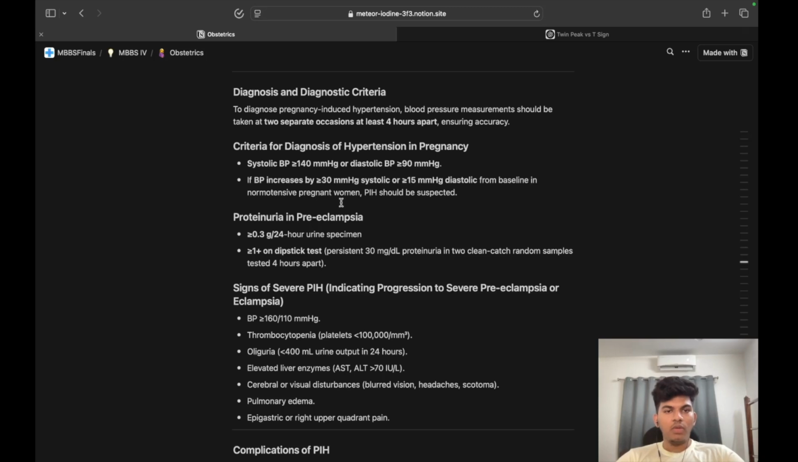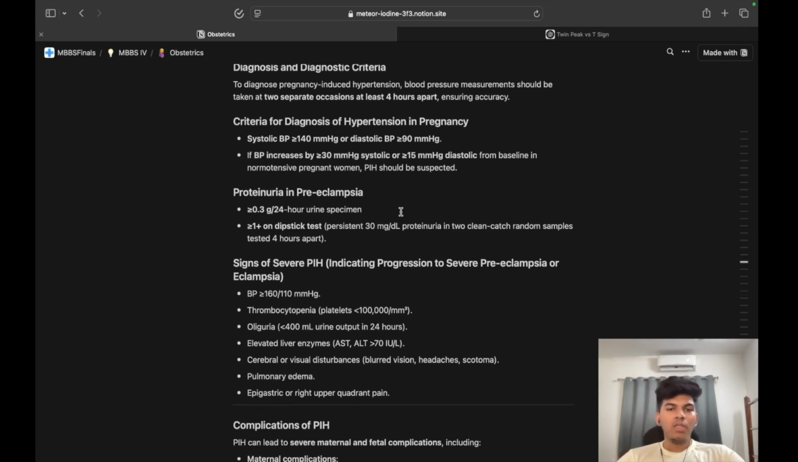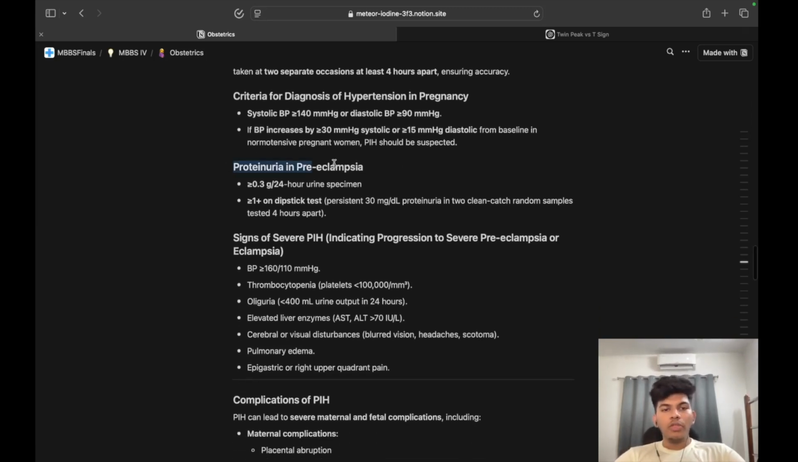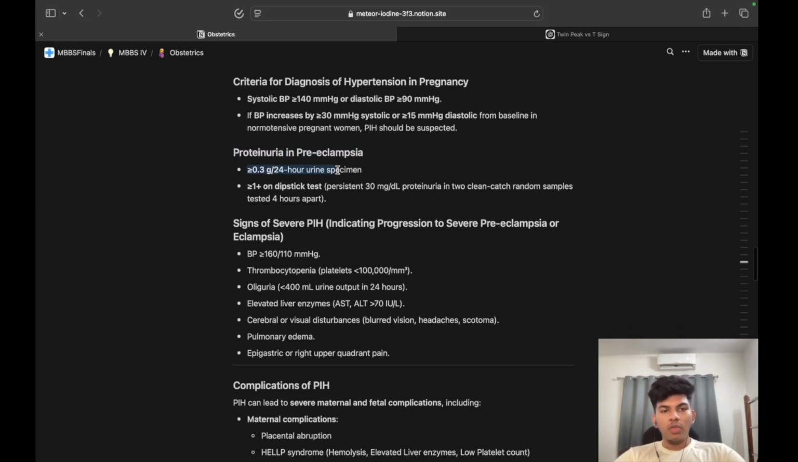So, if it is 120/80, if it becomes 120 plus 30, 150 over, or the bottom number 80 plus 15, which is how much? 95. Yeah, if it becomes 95 at the bottom. So, any of these conditions, you suspect PIH. Proteinuria in preeclampsia is greater than or equal to 0.3 grams per 24 hour urine specimen, greater than or equal to 1 plus on dipstick test.